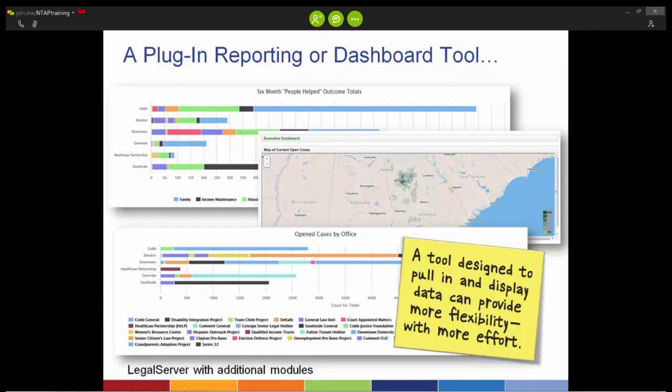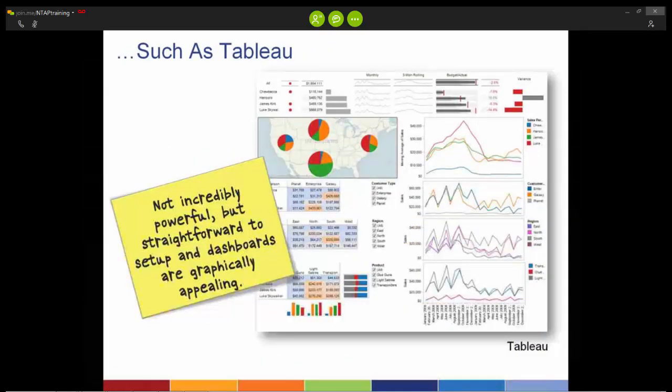Think about plug-in reporting tools, either something that sits on top of an existing system. This, for instance, is a plug-in module that sits on top of Legal Server. This is Atlanta. We'll look more at this particular case study coming up. Something like Tableau.